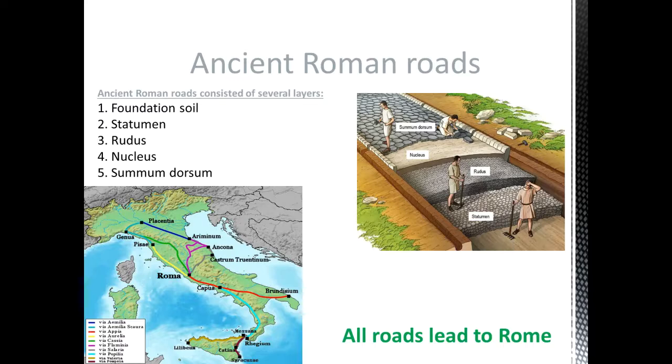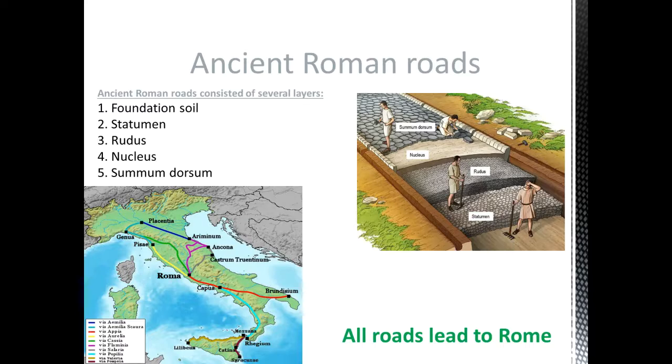The one above it is called the statumen, a layer that was laid on the compact foundation soil, consisting of crushed rock of minimum diameter of 5 centimeters. The thickness of this layer ranged from 25 to 60 centimeters. The next layer above it was the rudus. It was a 20 centimeter thick layer consisting of crushed rock 5 centimeters in diameter.